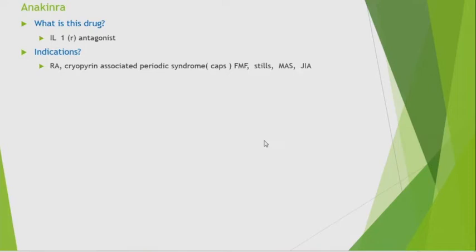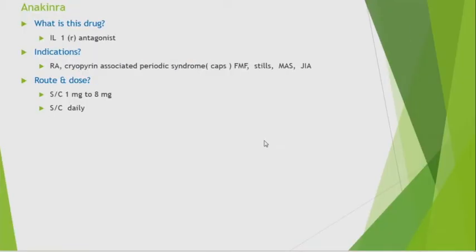Familial fever can be given. Sometimes you give it in Still's disease. And macrophage activation syndrome, we already said. And juvenile idiopathic arthritis also can be given. It's administered subcutaneously, sir. Dose, I'm not sure, sir. The dose is not important; you need not remember the dose of all the drugs. You have to remember all doses of the emergency drugs. But it is nice to know that the route is subcutaneous and daily administration is expected.